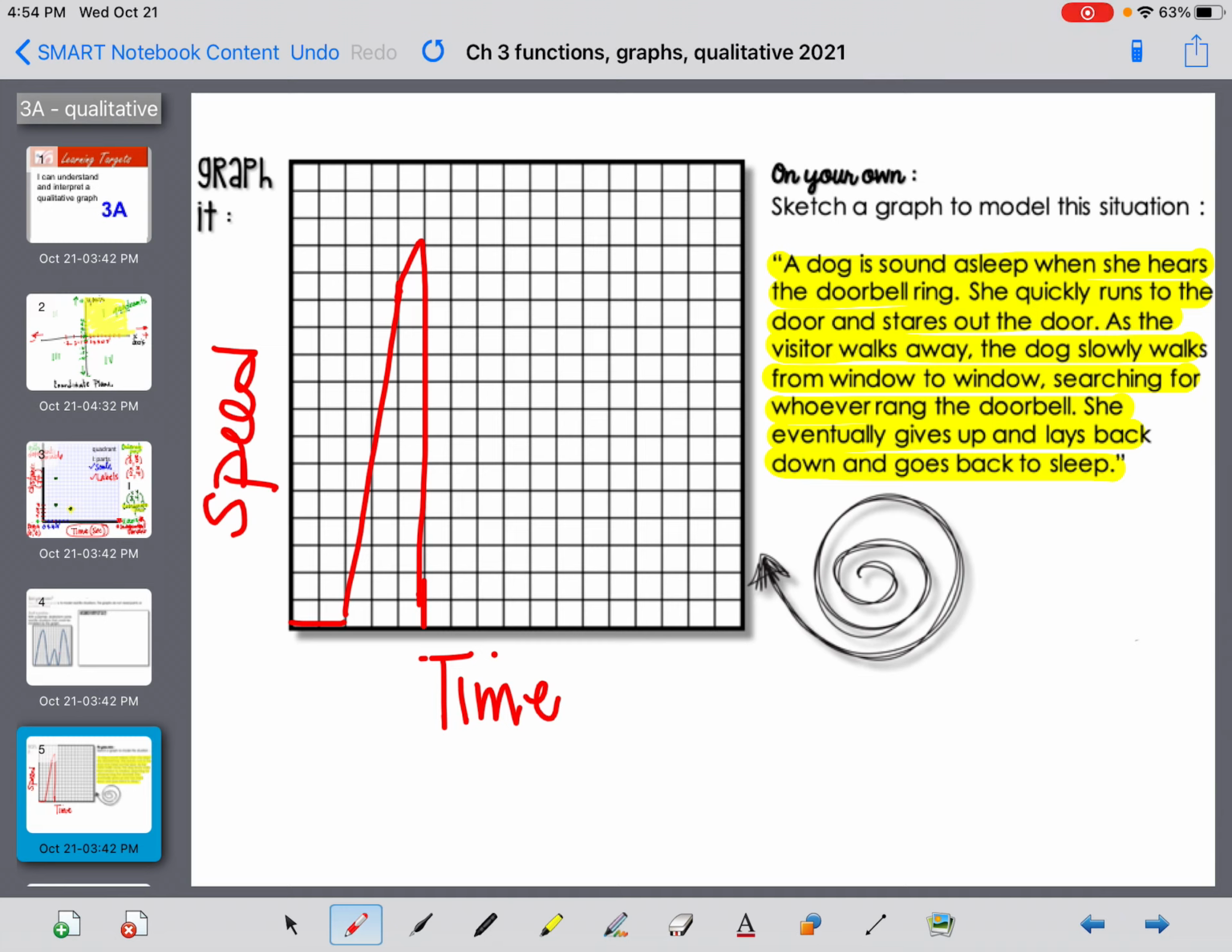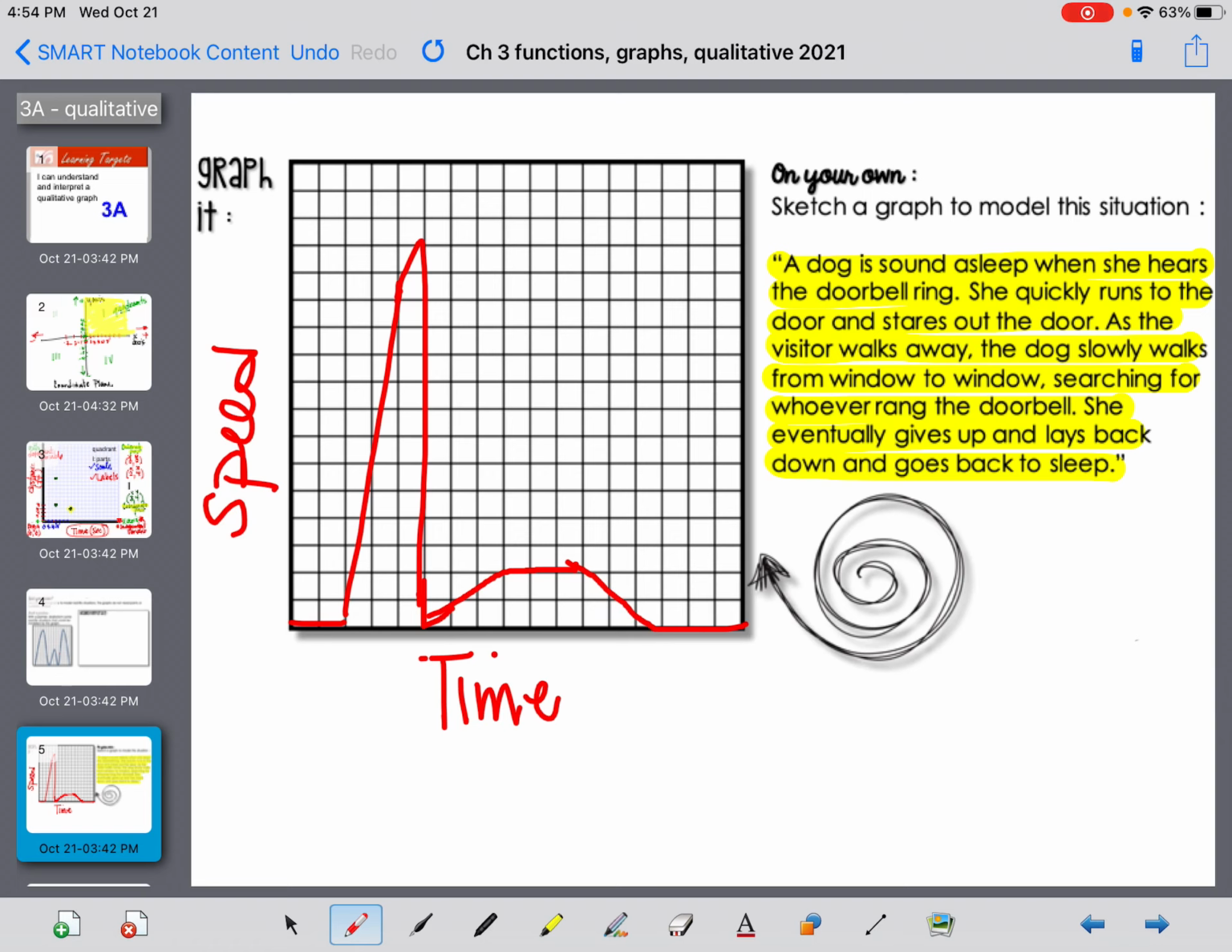And then it says she slowly walks from window to window. So she might be slowly increasing speed, and then maybe she just slowly levels out when she gets to a certain kind of slow walk, from window to window. And then eventually she gives up and lays back down, and so her speed slows back down to a stop and then stays there.